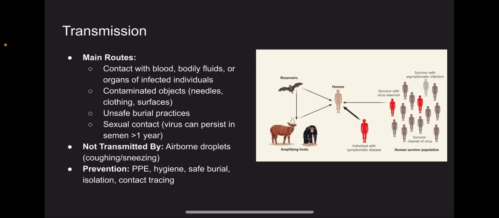Now, unlike airborne diseases like COVID-19 or the flu, Ebola is not transmitted through the air. This means that coughing or sneezing won't spread it. Instead, Ebola spreads primarily through direct contact with infected bodily fluids, such as blood, saliva, vomit, urine, feces, breast milk, and semen. Contaminated objects like needles, medical equipment, or clothing can also carry the virus.